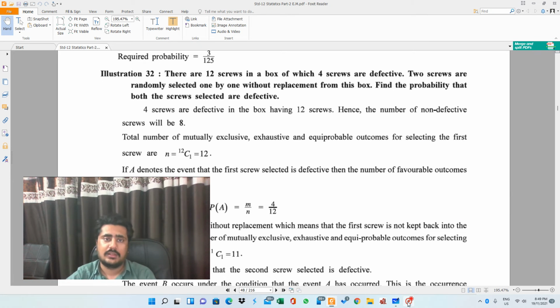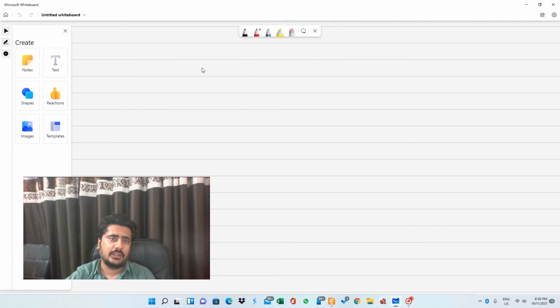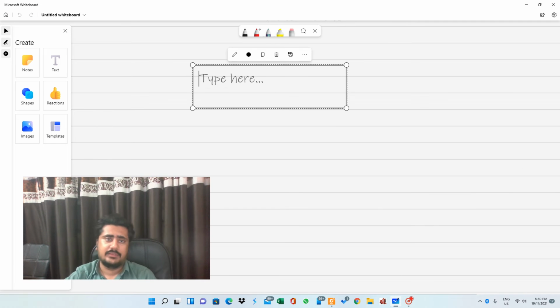There are 12 screws in a box, of which 4 screws are defective. 2 screws are randomly selected one by one without replacement from this box. Find the probability that both the screws are defective. So you didn't get anything of what I have read. To understand each and everything, let me write the question.